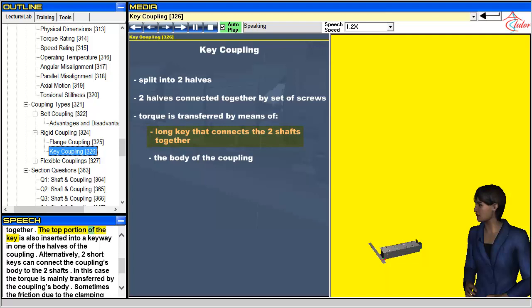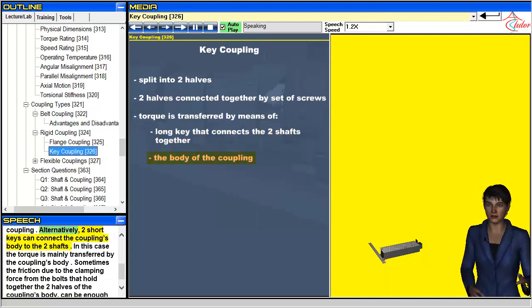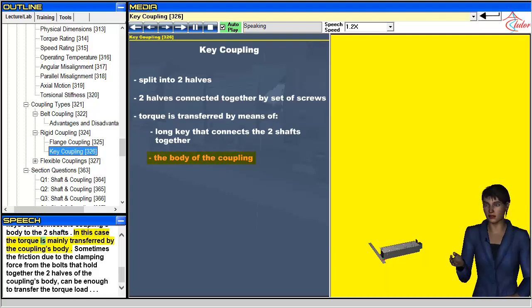The top portion of the key is also inserted into a keyway in one of the halves of the coupling. Alternatively, two short keys can connect the coupling's body to the two shafts. In this case, the torque is mainly transferred by the coupling's body. Sometimes the friction due to the clamping force from the bolts that hold together the two halves of the coupling's body can be enough to transfer the torque load.